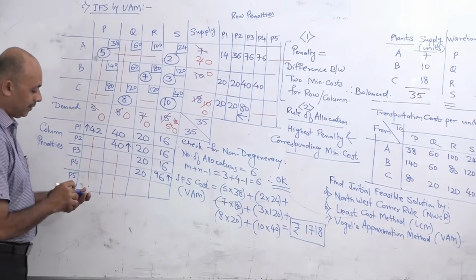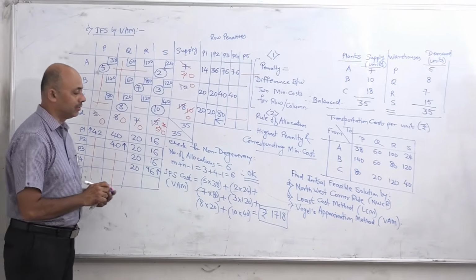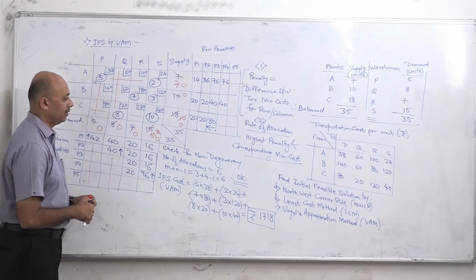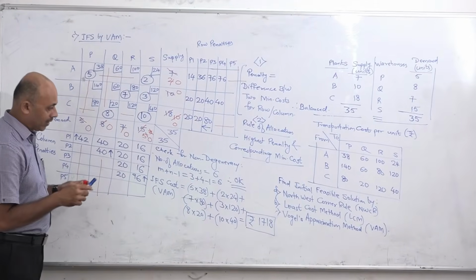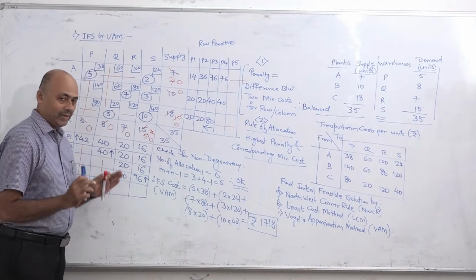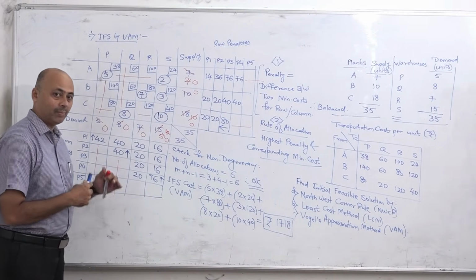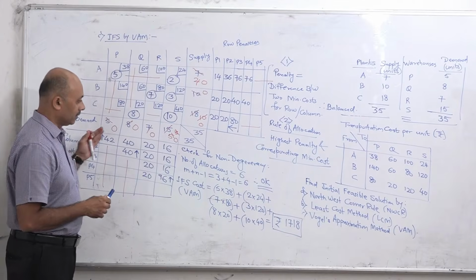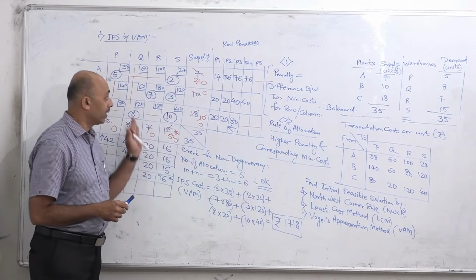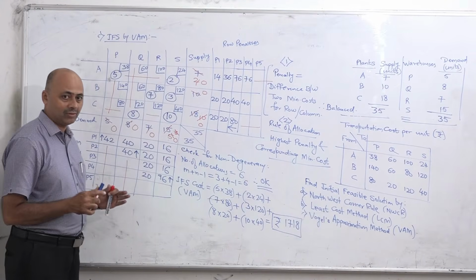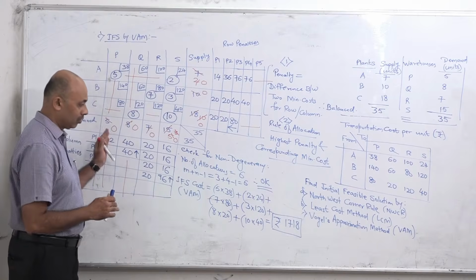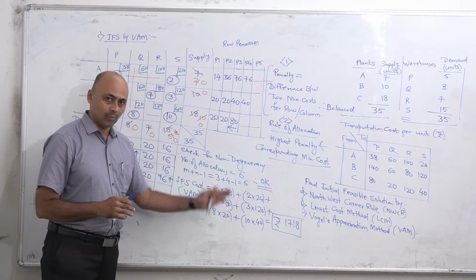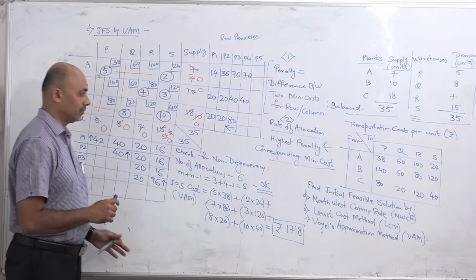Now if you compare the costs of all the three methods, that is NWCR, LCM and VAM, you will find that VAM always gives the lowest or minimum cost. That is why for finding the initial feasible solution, VAM is the most preferred method because it always gives us the lowest or minimum cost. Okay.